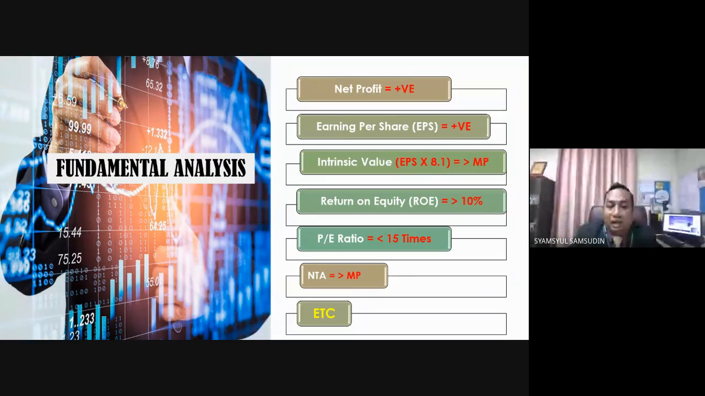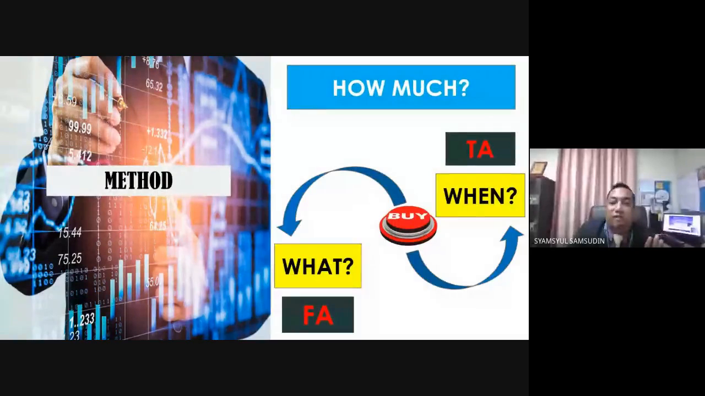Ada banyak lagi criteria. There are a lot of criteria, but this is some of the criteria you can look for. No need to analyze in very detailed on the fundamental. So you boleh tengok the basic criteria untuk tentukan what you want to invest regarding the fundamental analysis.